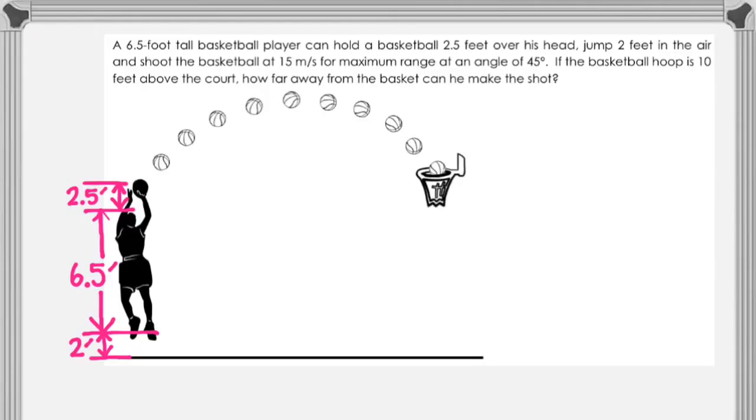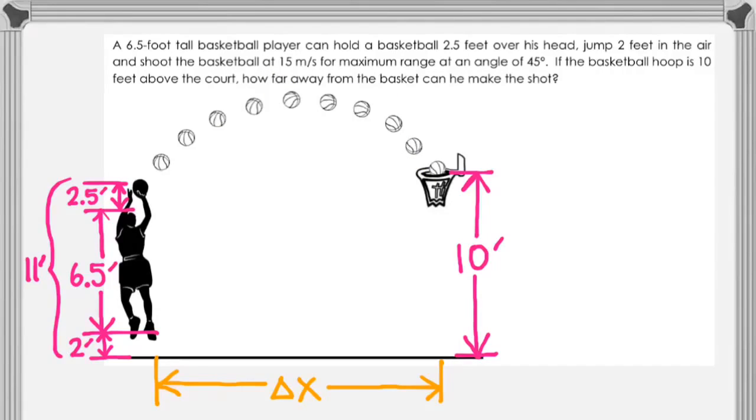So you add all that together and you get the initial position of the ball as 11 feet. It's 11 feet above the ground at its initial position because we added all those numbers up. The problem also tells us that the basketball goal itself, the net, is 10 feet above the ground. So that would give us our final position. So now we know our path of our projectile. We've got an initial and a final, and then we know that we're looking for delta x. How far away from the basket can this basketball player be to make the shot?